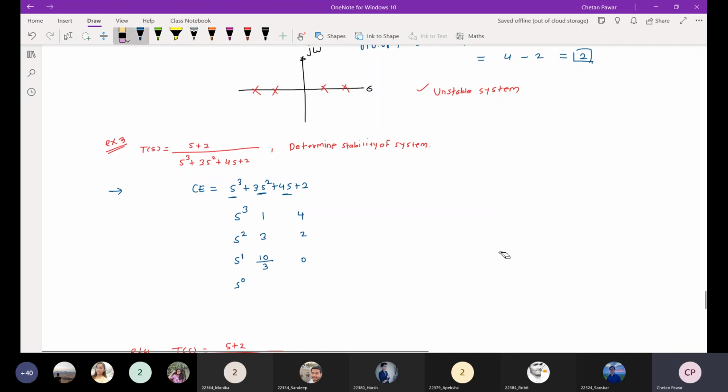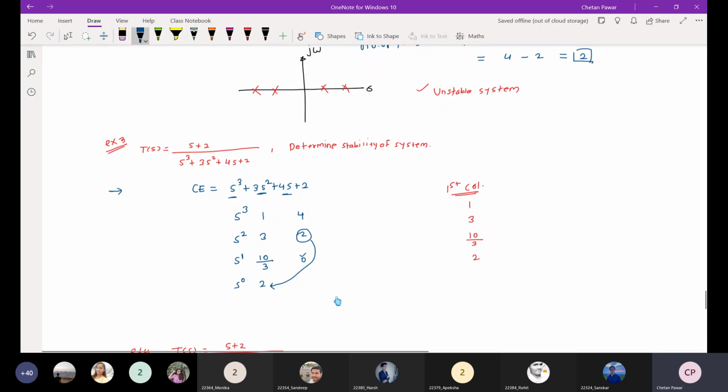So this is 2. If you form such an arrangement where, in this particular calculation, one element is 0, you can directly take this term here. No need to do any calculation, because this element is 0. Okay, so the first column will be 1, 3, 10 by 3, 2.